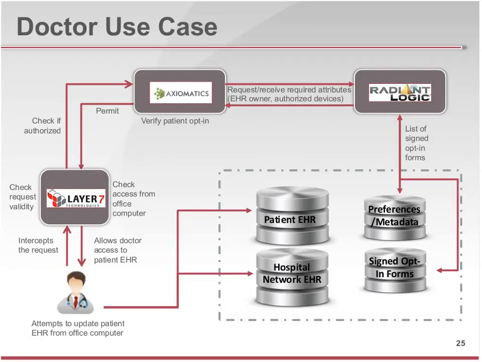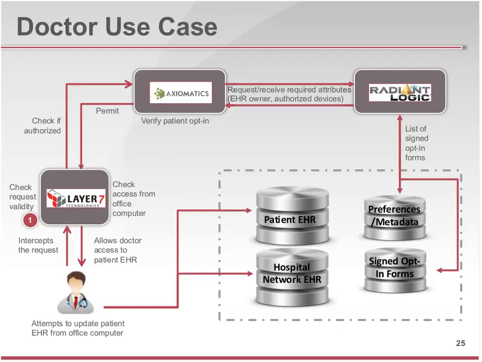So the doctor use case follows a very similar flow. The difference here is what policies are being applied and what the policy enforcement point is doing. You can see here that Layer 7 is doing very similar work as it did for the patient. The addition here is it's checking directly if this is accessing from an office computer. It doesn't need to go to Axiomatics to make that decision.